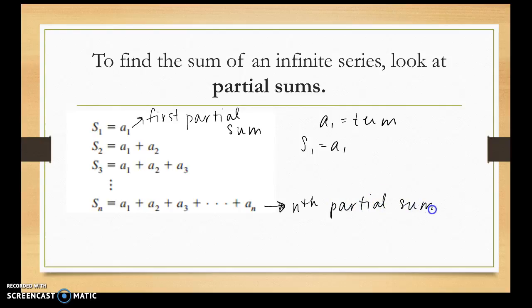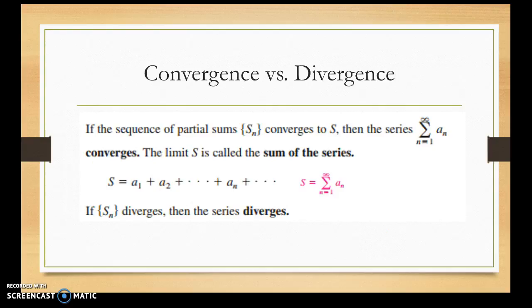And this is important when we're determining the convergence or divergence of a series. Okay, if the sequence of partial sums converges to S, then the series itself converges. Whatever this limit is called, the limit S would be the sum of the series. So notice the difference. S sub n is the partial sums, a sub 1 plus a sub 2, up to plus a sub n. The limit of those partial sums, if that exists, that's what the sum of the series would be.